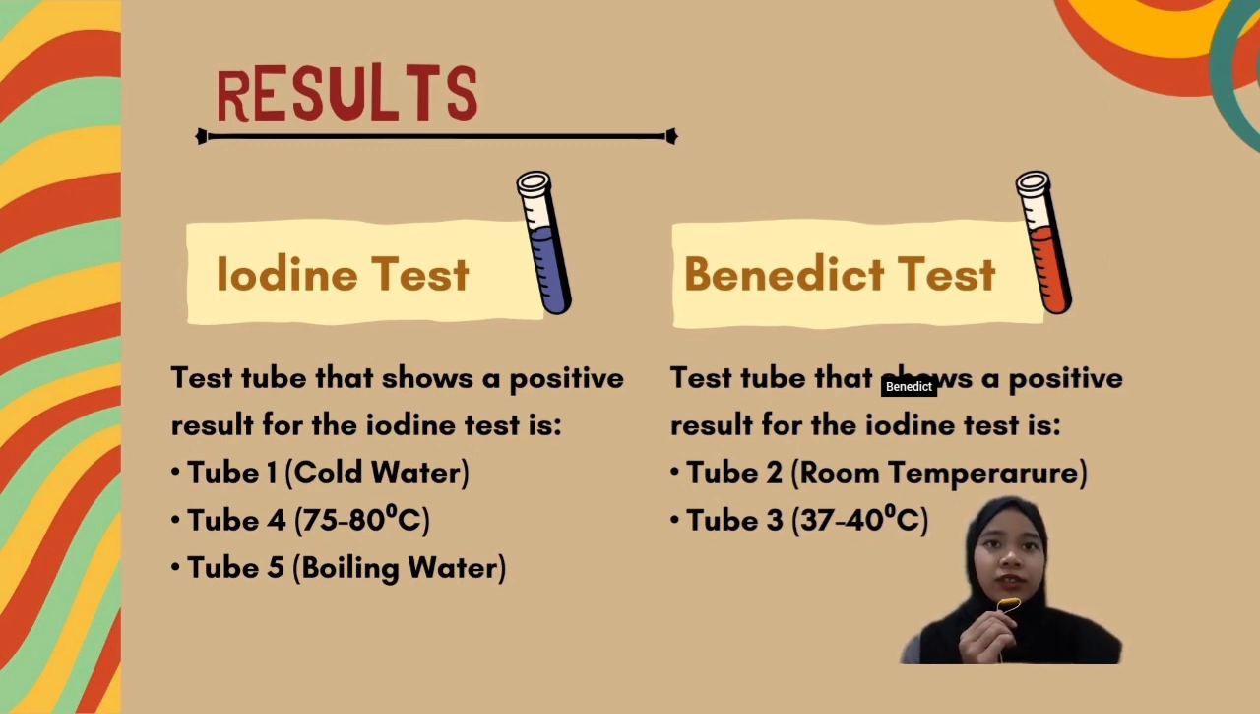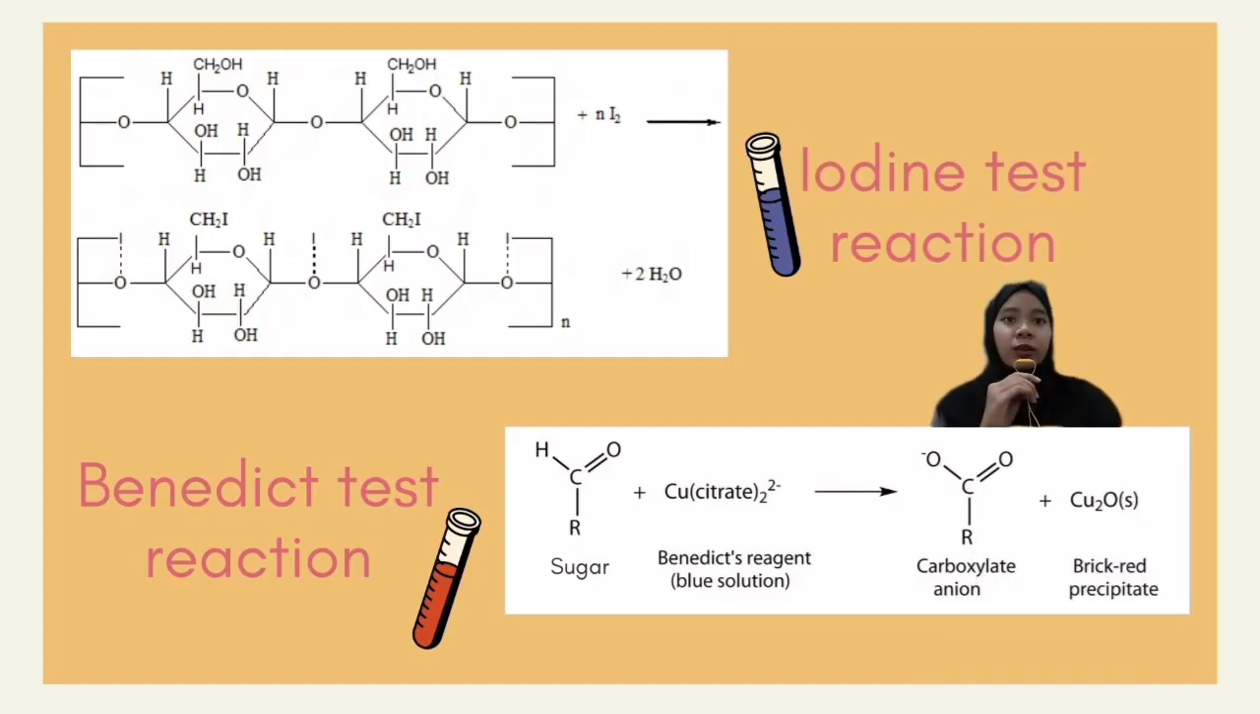A positive result for the iodine test is indicated by the color of the solution turning blackish blue or purple. Meanwhile, the Benedict test turns into a brick red precipitate. The function of the iodine test itself is to detect the presence of starch, and the Benedict test detects the presence of monosaccharides. Then in here, we can see the reaction process of the Benedict and iodine tests.